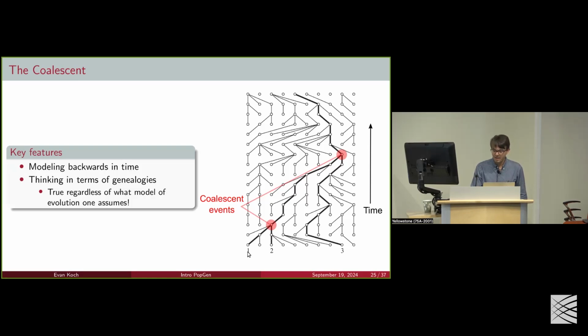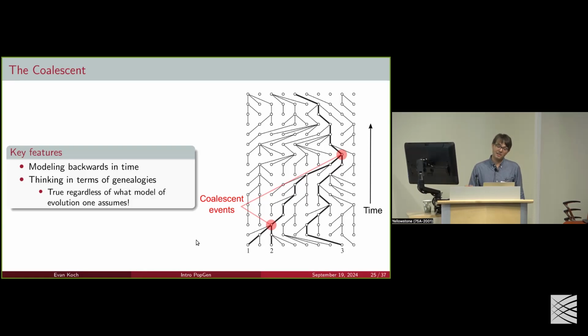And eventually what's going to happen is that pairs that we sampled in the present are going to find their genetic variants in the same parent at some point in the past, meaning that they inherited from that parent the same genetic material. And this is what we call coalescent events. If we're looking at things backwards in time, this is where those independent lineages actually merge. And eventually you're going to get back to just one single lineage, some grand ancestor of the population, at the very least at that locus.